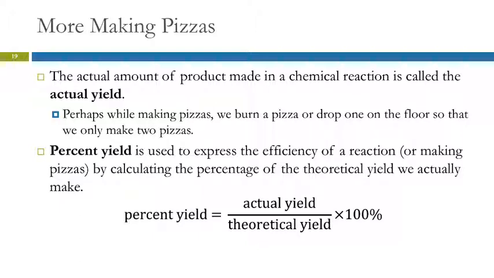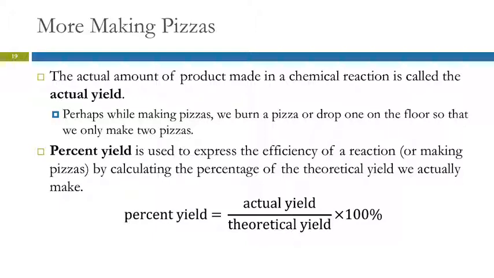So we talked about theoretical yield. Then there's the actual yield, right? This is the amount that actually gets made, because sometimes stuff happens, right? Perhaps when we're making the pizzas, we got distracted by a YouTube video and didn't get back to the oven, and we burned one. And we really burned it. So can we count that as a pizza that we've made? Not really. We're not going to be able to serve it to anybody.